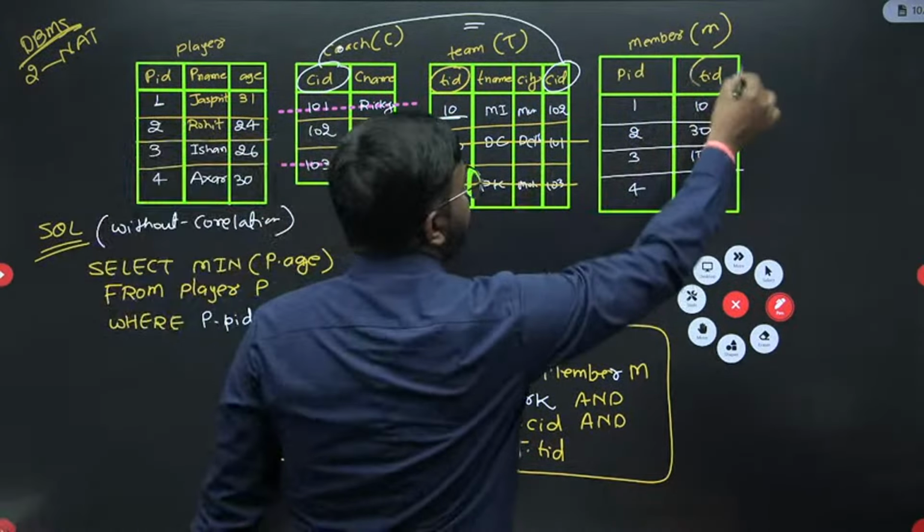So the inner result will be here. The inner result table will be M.PID. Okay, this will be M.PID. It will be 1 and 3.